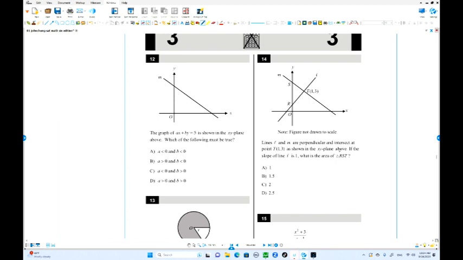Here is number 12. So we have the graph over here. Slope is negative, y-intercept is positive, x-intercept is positive. So express this one in slope and y-intercept form, that is better. By equals negative ax plus 5. Y equals negative a over b x plus 5 over b.